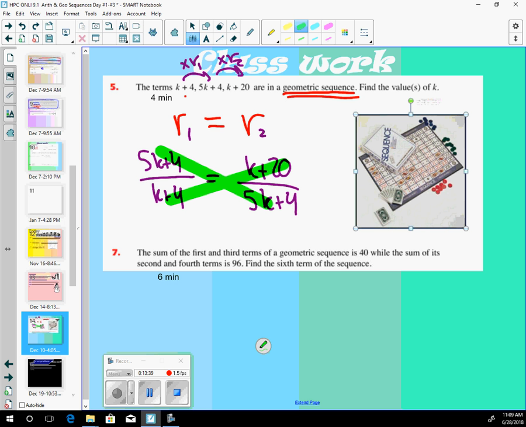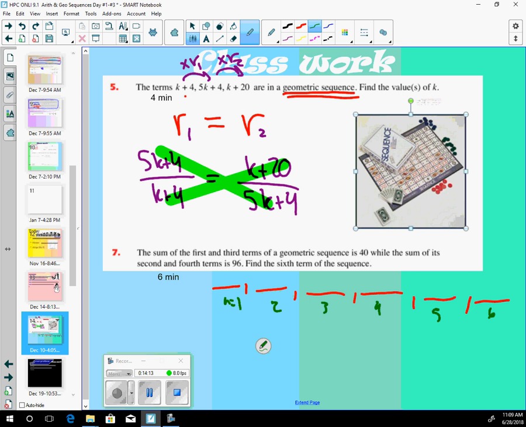The sum of the first and third terms of a geometric sequence is 40, while the sum of the second and fourth terms is 96. Find the sixth term. So for geometric, they're doing something kind of interesting. They're listing these. We're trying to find the sixth one. Here is n equal to 1, 2, 3, 4, 5, and 6.